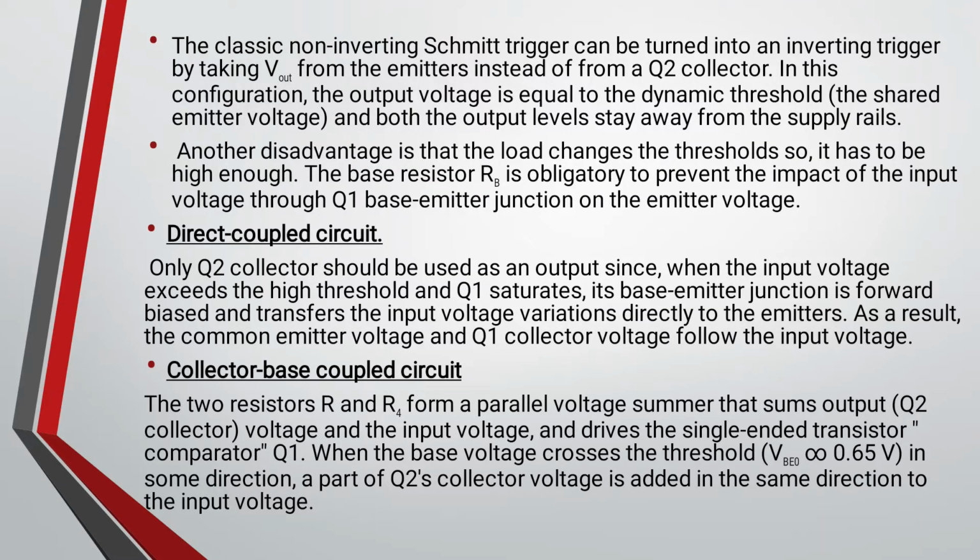The base resistor RB is obligatory to prevent the impact of the input voltage through the Q1 base emitter junction on the emitter voltage. Direct coupled circuit.